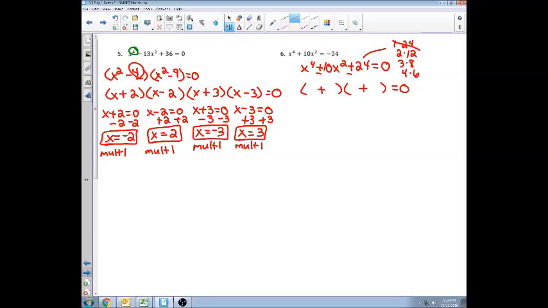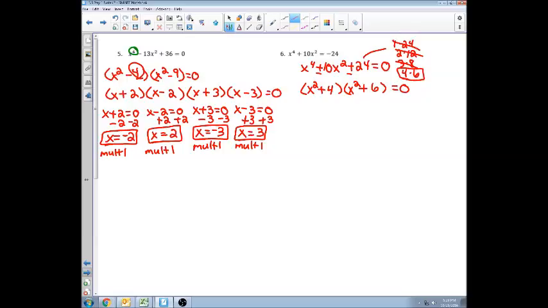So when I set my 2 sets of parentheses up, both my signs would be positive. So 2 plus 12 would never get me to 10. 3 plus 8 would get me to 11. 4 plus 6 would work. So if I use 4 and 6, I can put those at either spot. The factors of x to the 4th would be x squared and x squared. Okay? So I have x squared plus 4 and x squared plus 6.